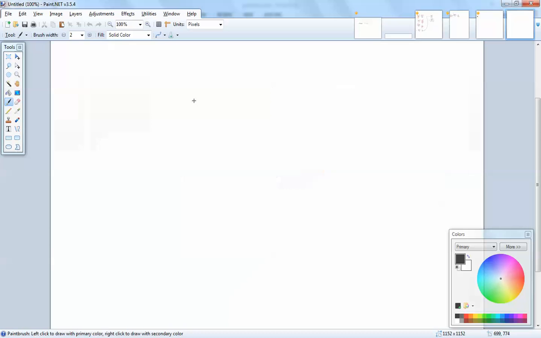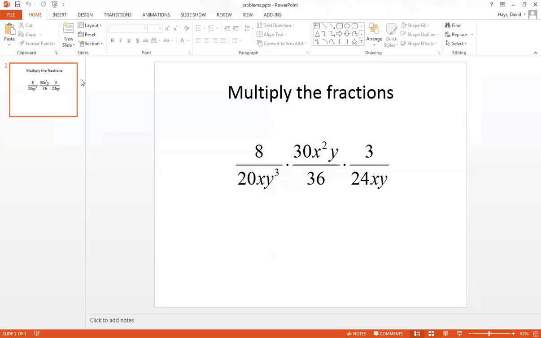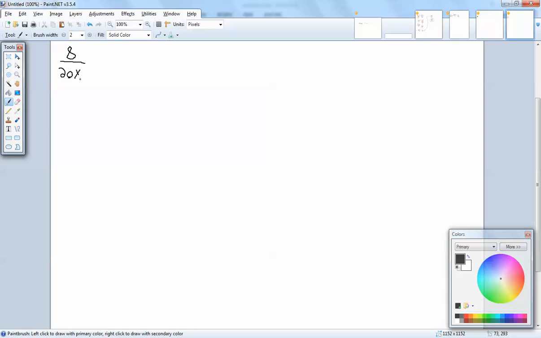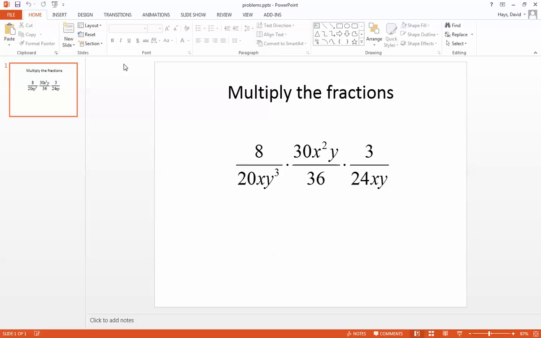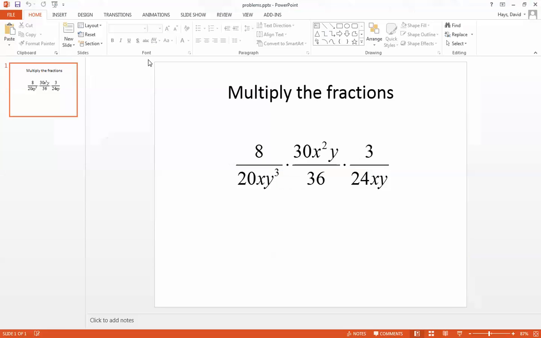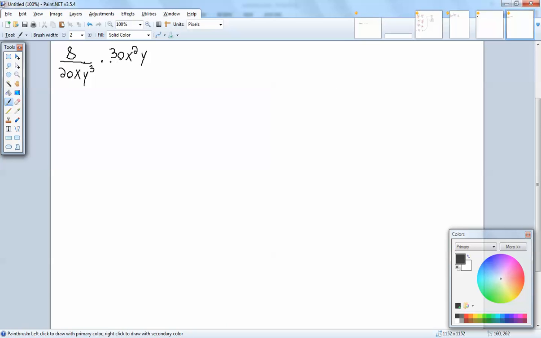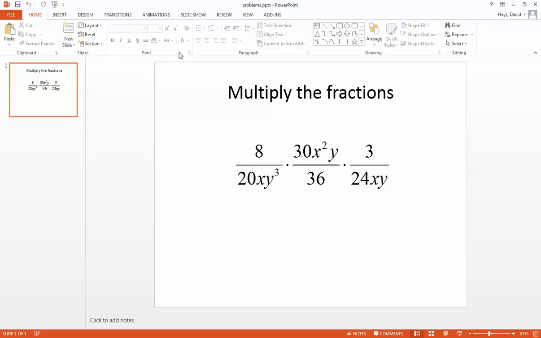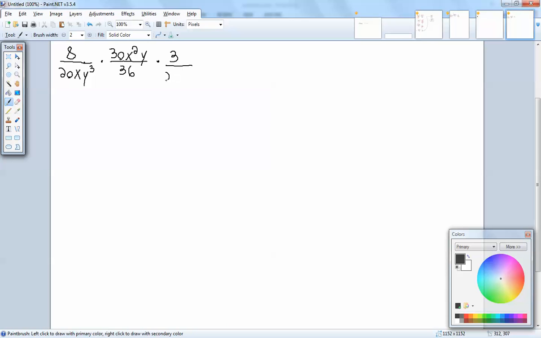Let's take a look at this problem. We've got 8 over 20xy to the third, times 30x squared y over 36, times 3 over 24xy.